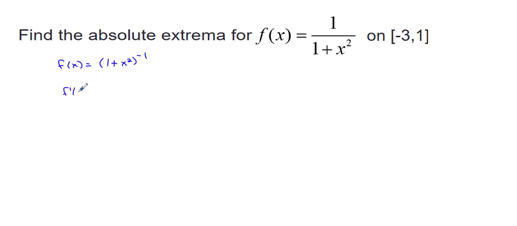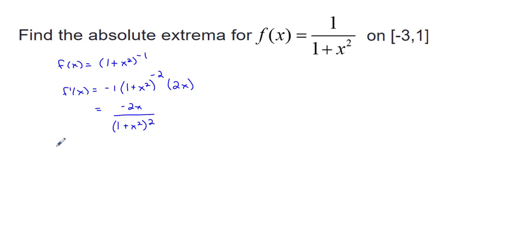Well, then f prime is -1 of the stuff to the -2 power times the derivative of the stuff, which would be, what, 2x? Okay, and then I'm going to rewrite this derivative for convenience's sake. -2x over (1 plus x squared) squared. All right, there's our derivative.